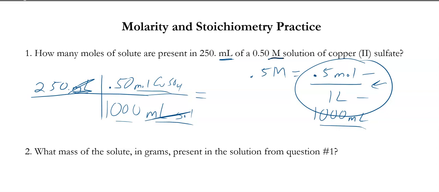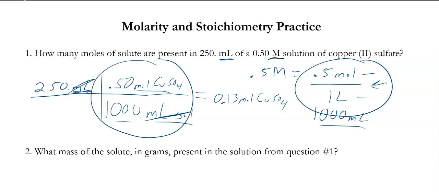And so we would end up getting 0.13 moles of copper 2 sulfate. So we're simply using the molarity as a conversion factor. Now just real quick, if you were given an amount of moles and you wanted to figure out how much volume there was, you could also flip this over to go from moles to volume if you needed to do it that way. But that's not the problem here.